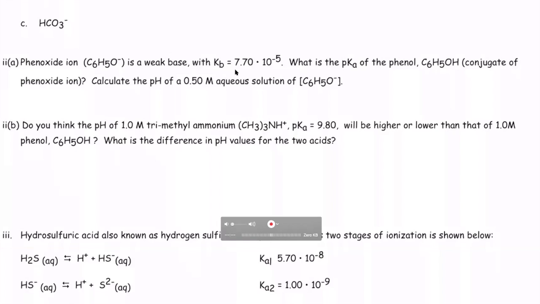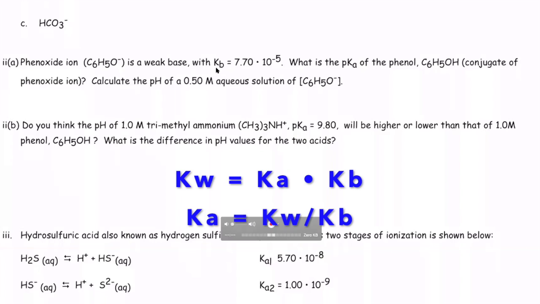You could have seen it in the appendix, or you could do a calculation of how to calculate the conjugate, just based on the fact that Kw is equal to Ka times Kb. That's another relationship that we're going to be establishing. So you guys will be able to do that just from this value right here, 7.7 times 10 to the minus 5. If you just take Kw, which is 1 times 10 to the minus 14, we're always going to assume 25 degrees unless otherwise stated. If you take 1 times 10 to the minus 14 and divide by 7.7 times 10 to the minus 5, you get the Ka.